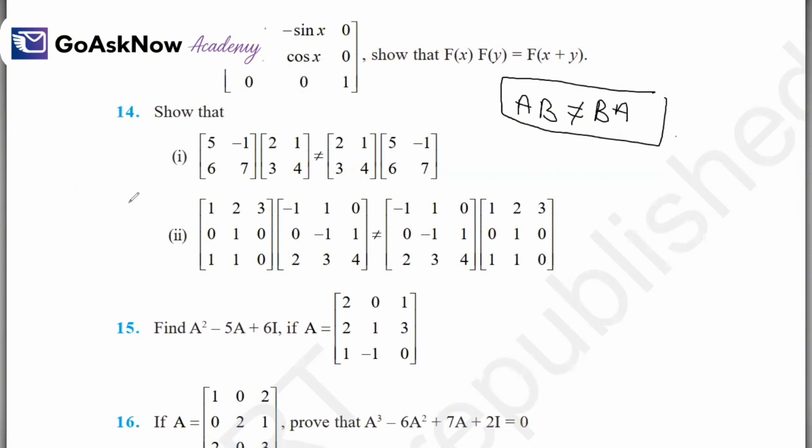I hope that you can do this because you have to just multiply this side to this one and get the result, and then this to this, then this to this, and this to this. So you can find out the required result. After that, you have to multiply this to this, then add, and this to this, and add, and this to this, then add. So you will get the result that AB is not equal to BA here. Let's move forward and see the next question.